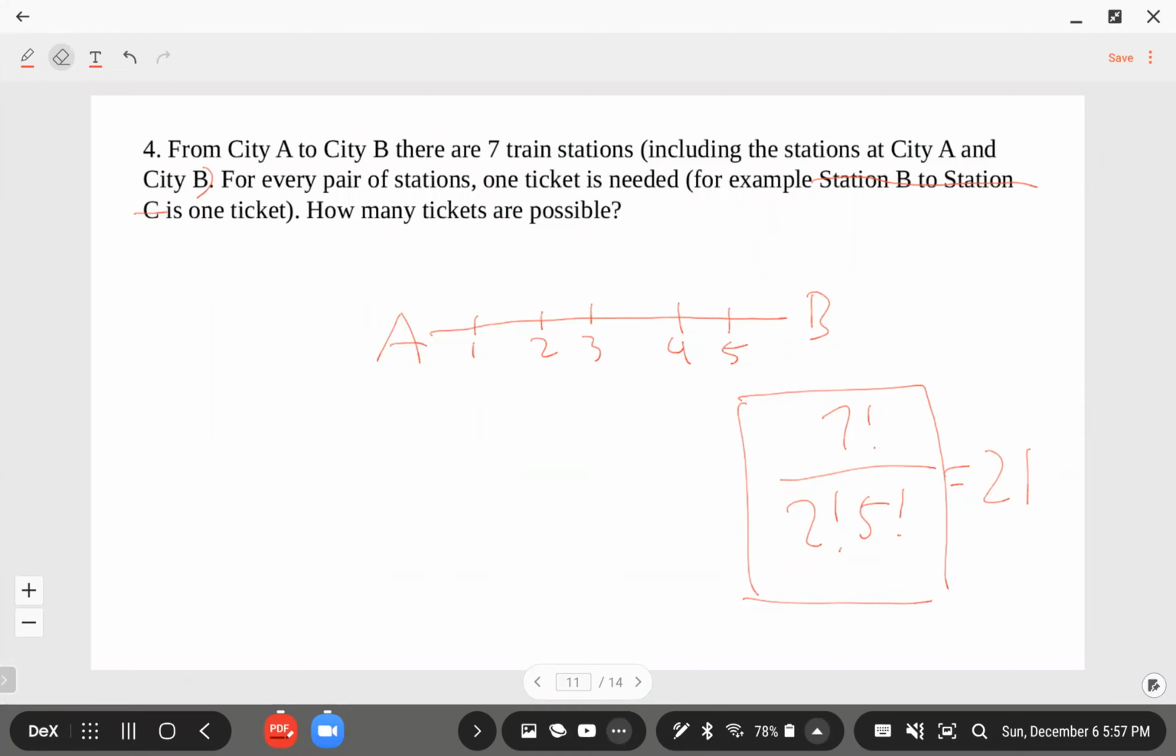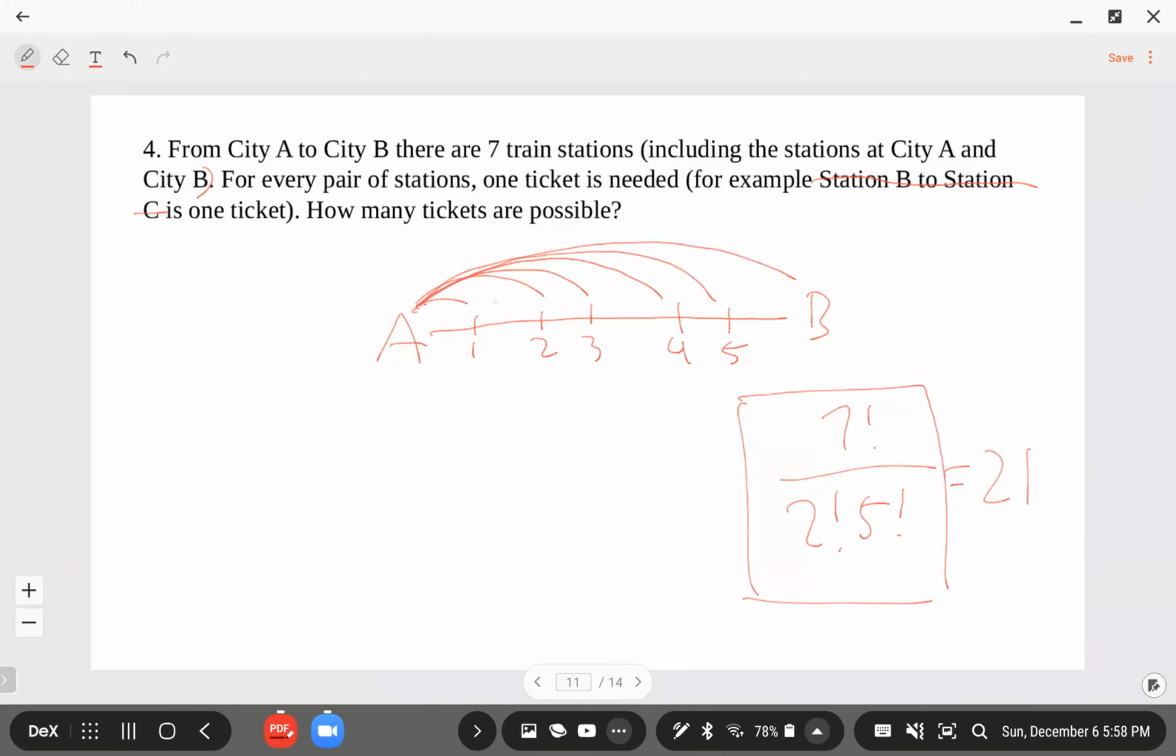Okay, I'm going to elaborate on this. So you have to start with 7 train stations, A to B. How many possibilities? How many pairs? This is like the handshake problem. You probably learned the handshake problem. There are 5 people in a room, or 10 people in a room. How many handshakes can be made? It's basically how many pairs can be made with A. So A can go to 1, go to 2, go to 3, go to 4, go to 5, go to B.